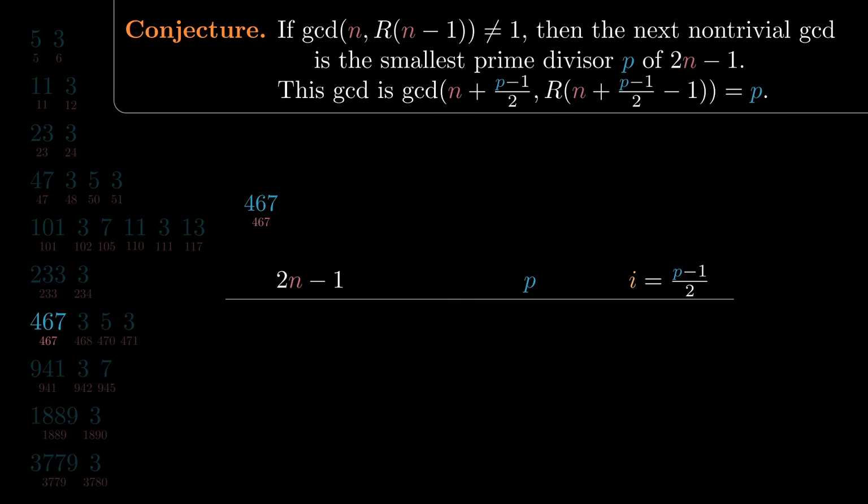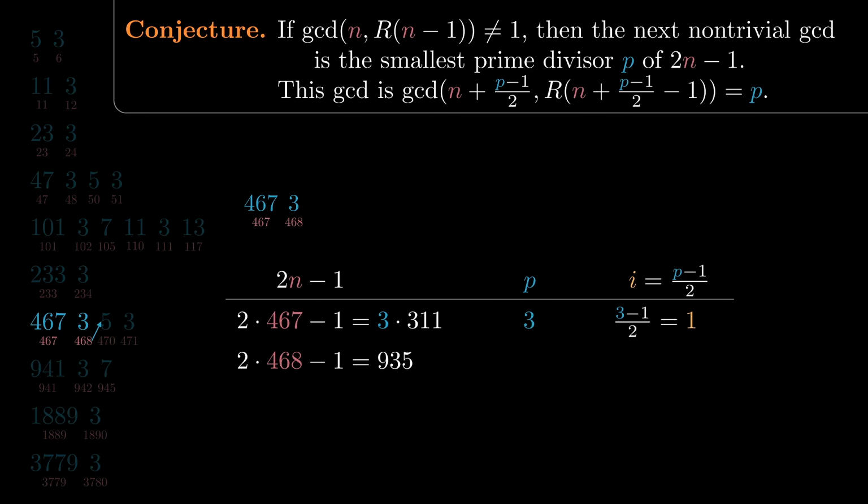Suppose we're at n equals 467, and pretend that we don't know where the next non-trivial GCD is or where it appears. According to the conjecture, we should determine the smallest prime divisor of 2n minus 1. 2n minus 1 is 933, which factors as 3 times 311. The smallest prime divisor is 3, so the next non-trivial GCD that appears is 3. To find out when we'll reach this 3, we compute I, which is 3 minus 1 over 2. So we'll see the GCD 3 one step later during the computation of R of 468. Checks out so far.